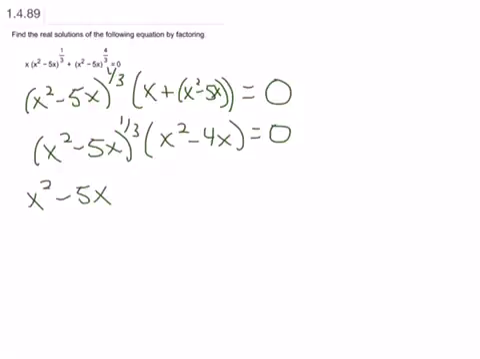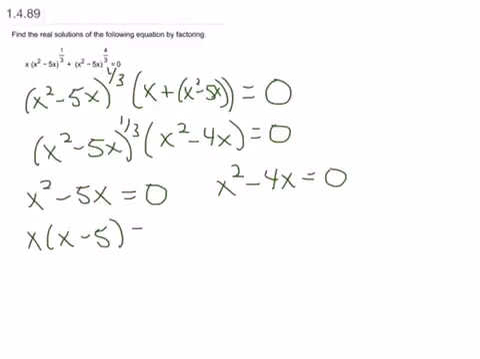x squared minus 5x has to be equal to 0, and x squared minus 4x has to be equal to 0. In each one of these we can factor a little bit more by taking out a GCF of an x. So we take out x, we have x minus 5. x times x minus 5 equals 0. So our two solutions here are x equals 0 and x equals 5.